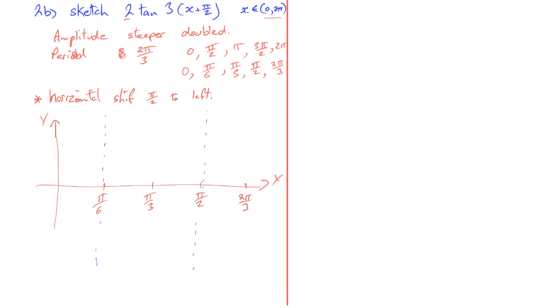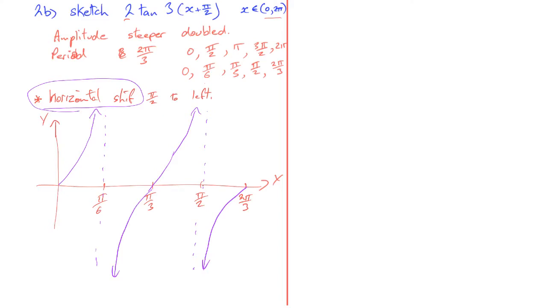Remember, it's a bit steeper, so it would be coming in a fairly steep way, or doubled the steepness, and that's our graph without including the horizontal shift. So we haven't included a horizontal shift. So now I need to move all of those back 3 places. So I'm going to use green to include this.